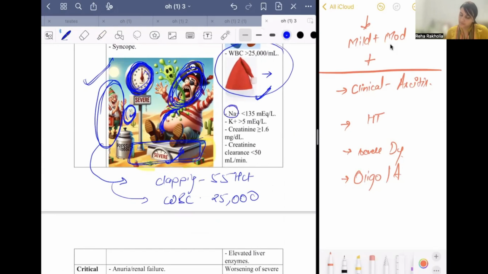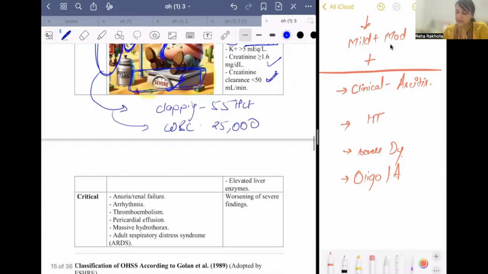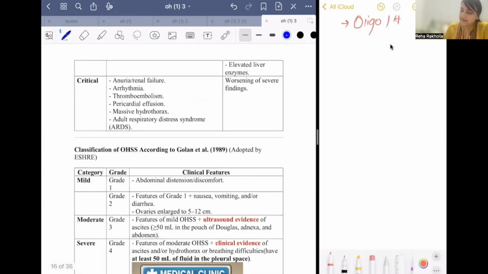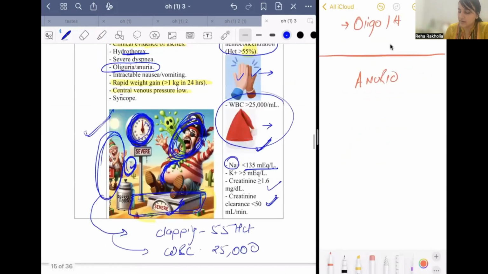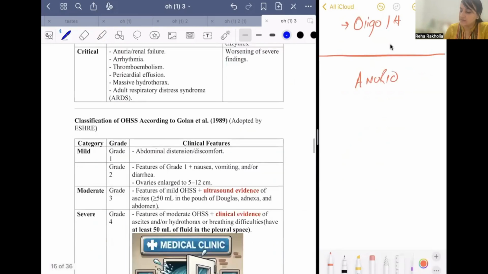Hyponatremia will be there, hyperkalemia will be there, creatinine greater than 1.6 milligram per deciliter, creatinine clearance less than 50 ml per minute will be there. Now for critical, we'll see. Anuria, there is no urine coming. In severe we saw oliguria and anuria. Here also there is anuria, and everything will fail in critical. So there will be renal failure.